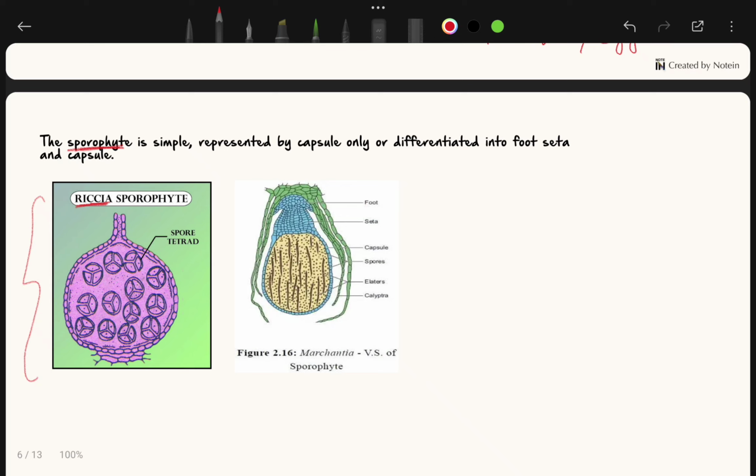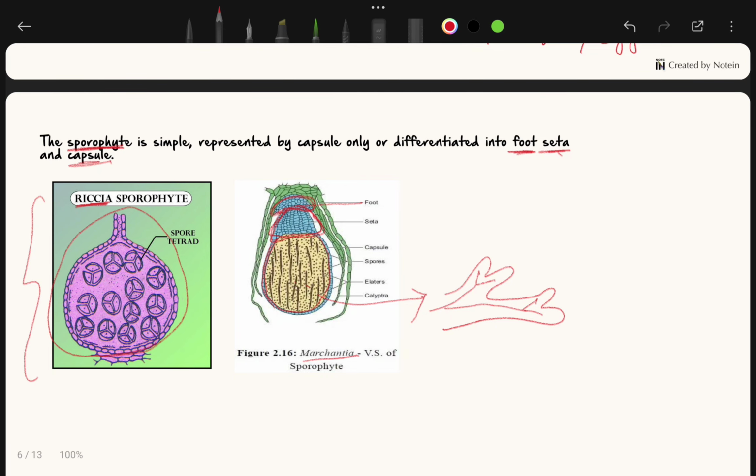Okay, the sporophyte will consist of only a capsule, as you can see here. But in Marchantia, the sporophyte will be differentiated into foot, seta, and then capsule. As you can see, the sporophyte has a foot, this region. It also has a stalk called seta, and it has a capsule where the spores are produced. Each of the spores on germination will give rise to a new plant body. Okay, something like this.